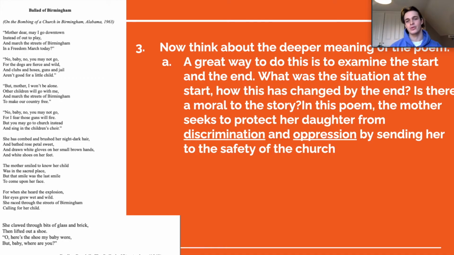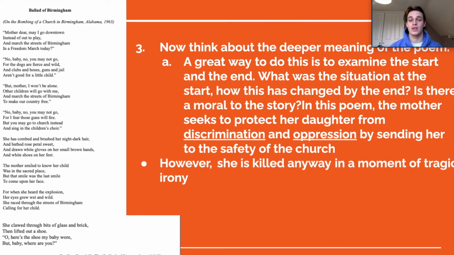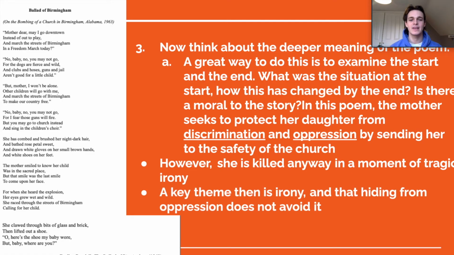In this poem, the mother is clearly seeking to protect her child from discrimination and from oppression by sending her to the safety of the church. However, she's killed anyway, in a moment that's really quite ironic. So we start to think, as a student and as a reader, why has this happened? Why is the author showing us a mother trying to protect her daughter, but this attempt actually failing? Now, it's clearly because he wants to transmit some kind of message about safety and about protest. A key theme then is irony, and that hiding from oppression does not avoid it, and it doesn't ensure your security.